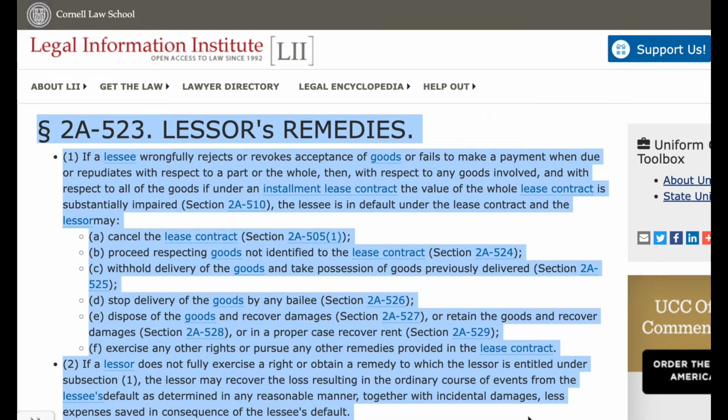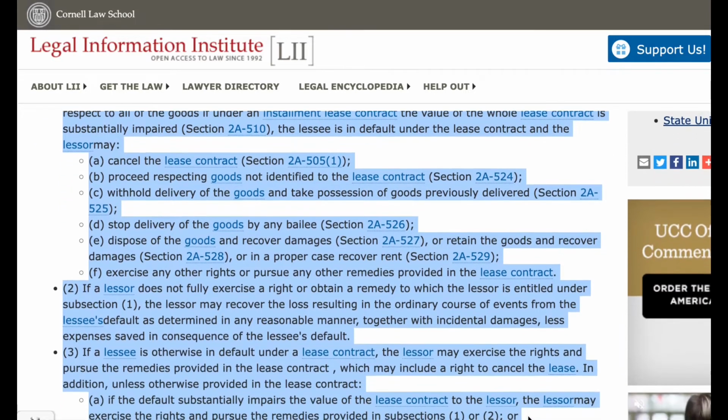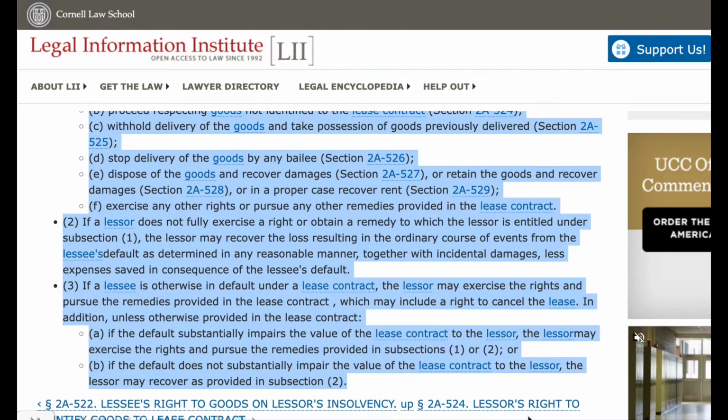Dispose of the goods and recover damages, Section 2A-527, or retain the goods and recover damages, Section 2A-528, or in a proper case recover rent, Section 2A-529, F. Exercise any other rights or pursue any other remedies provided in the lease contract.